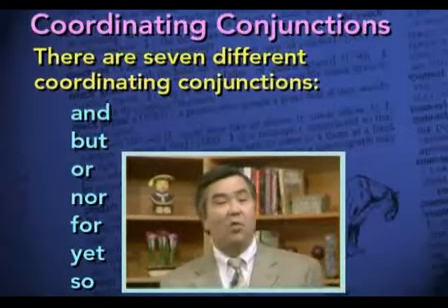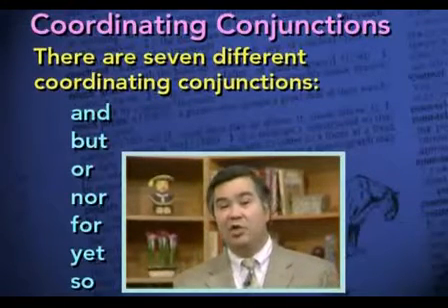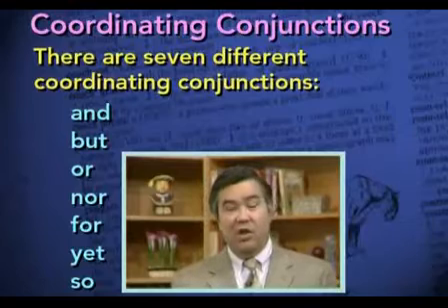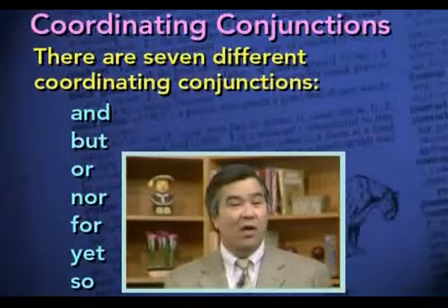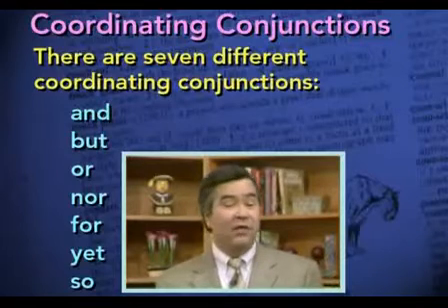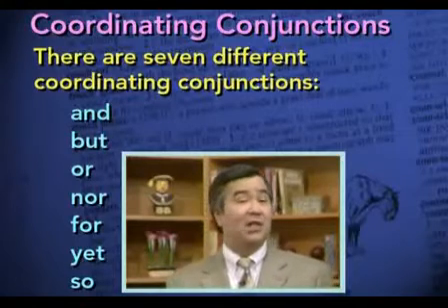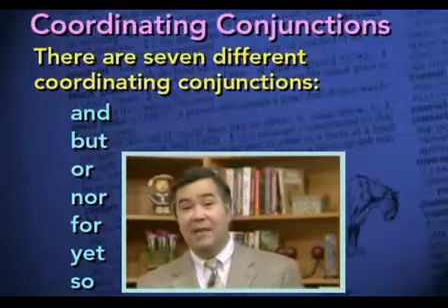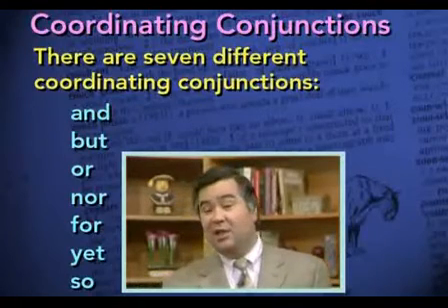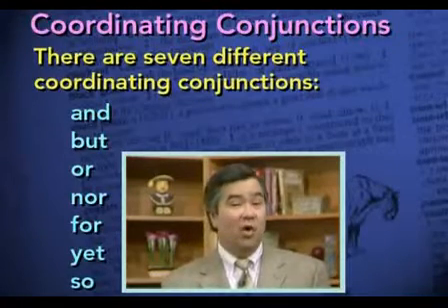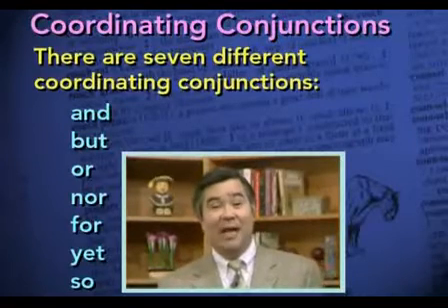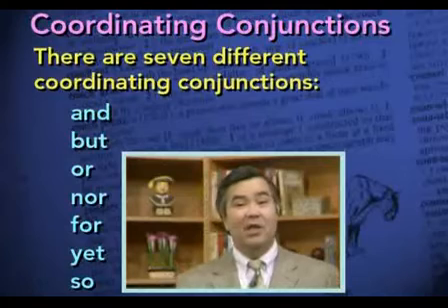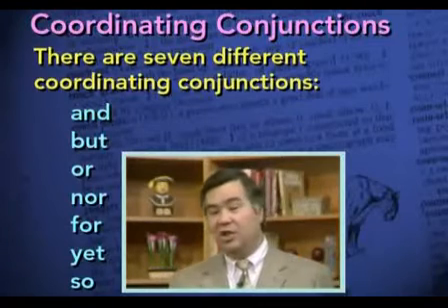Each of these 7 coordinating conjunctions can be used to join a pair of words, or a pair of phrases, such as prepositional phrases, or a pair of clauses. For example, when we talked about sentence structure in the program by that name, we saw how coordinating conjunctions can be used to join 2 independent clauses to create what's known as a compound sentence. That's a common use for coordinating conjunctions.